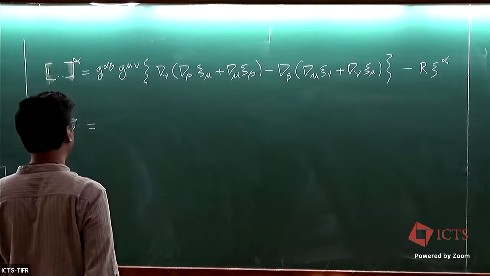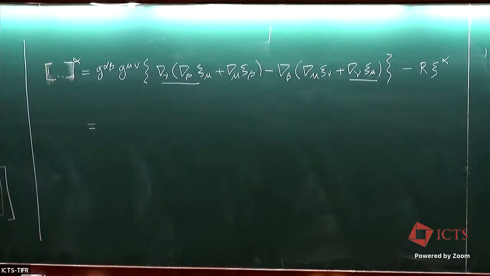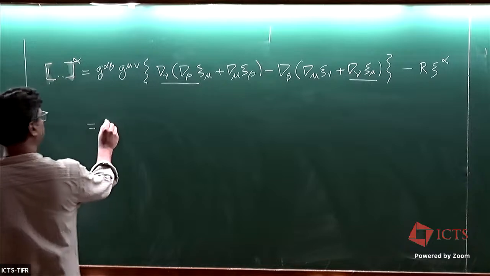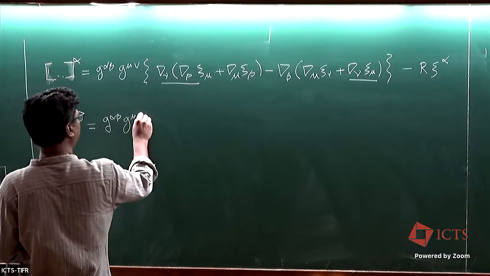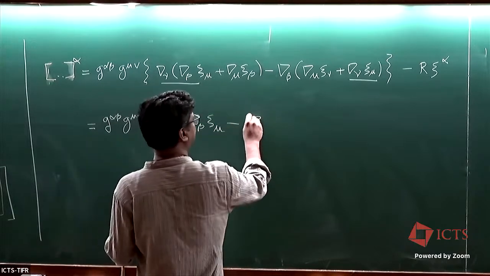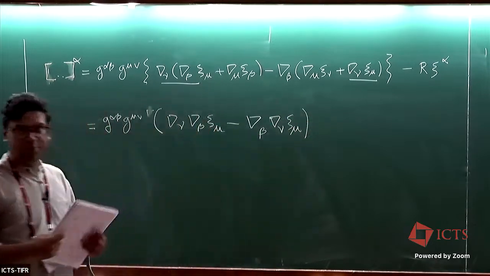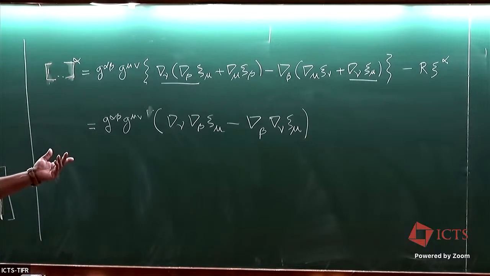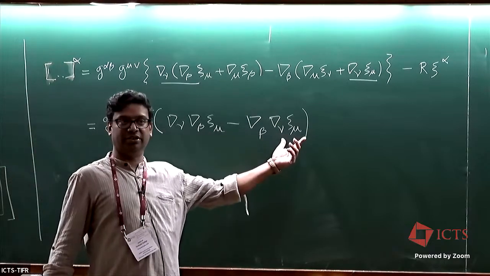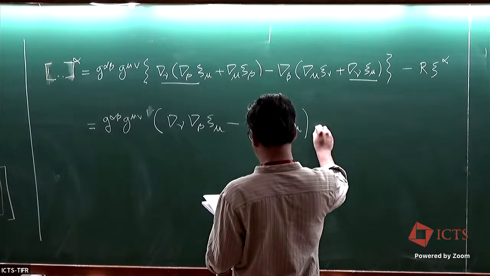So what I will do is look at this term and this term. Let's combine these two terms, first and last, and write g^{αβ} g^{μν} (∇_ν ∇_β ξ_μ minus ∇_β ∇_ν ξ_μ). It is obvious why I have chosen this, because I will see a curvature coming. This is the commutator of covariant derivatives acting on a vector field ξ_μ, so there is a curvature structure coming. To get that, I have chosen it this way. And the rest of the terms, unfortunately, do not give something so easy.